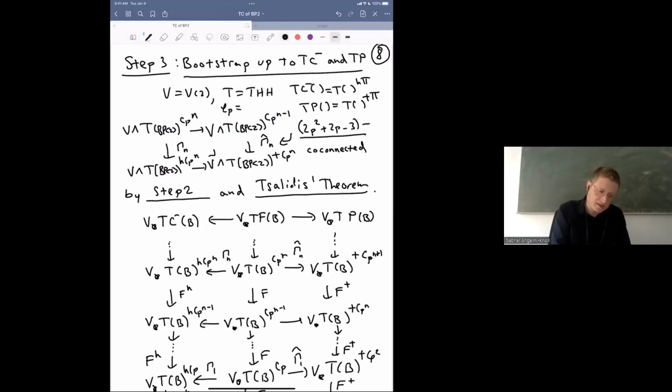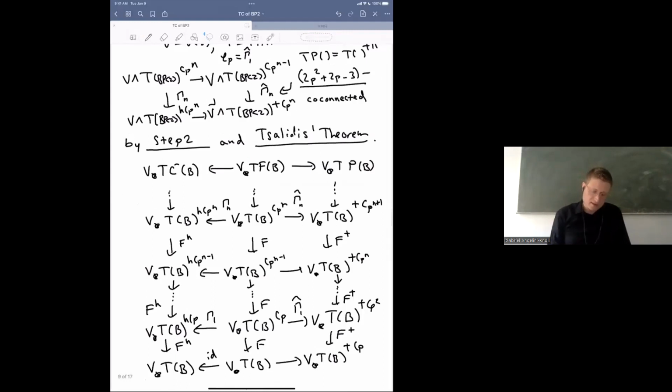So var phi_p is gamma 1 hat. Once you know this is sufficiently coconnected for n equals 1, then Segal's theorem says it's also true for all the higher n's. And then because this is a pullback, it's also true for this map. So then you use that to bootstrap your way up to the top here.